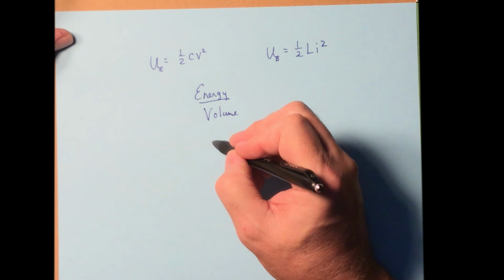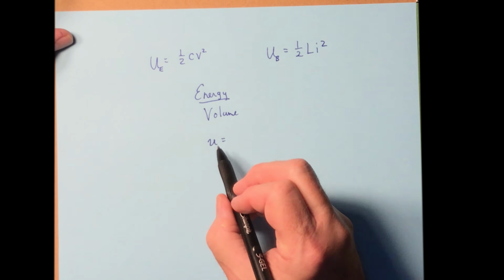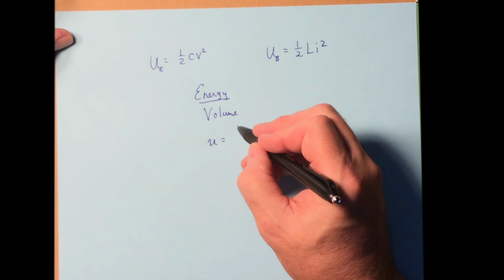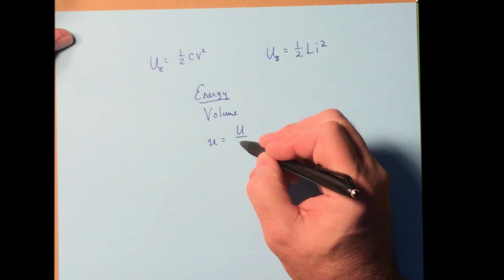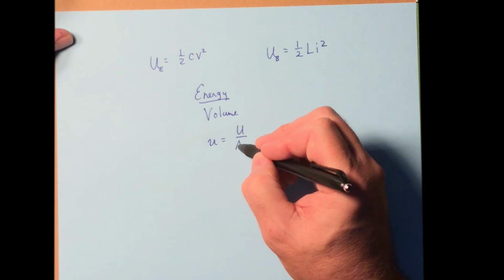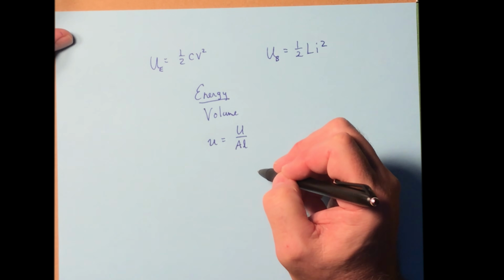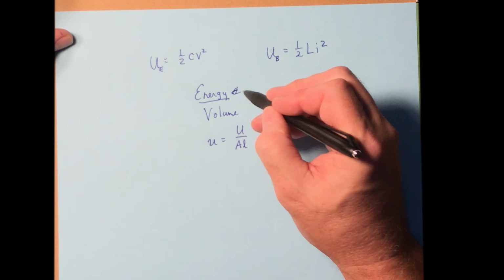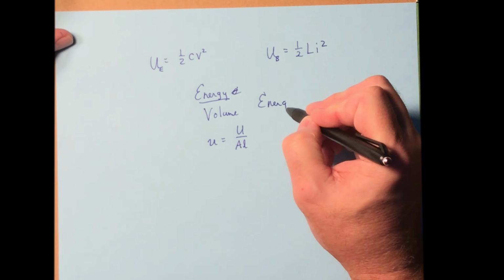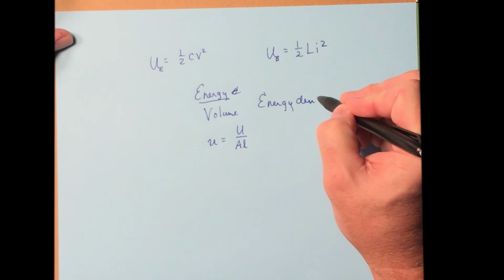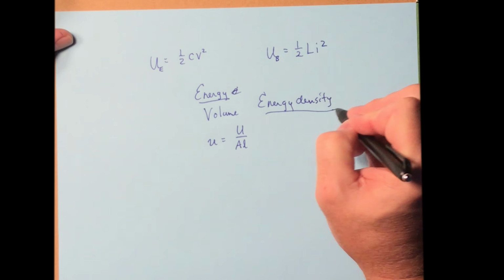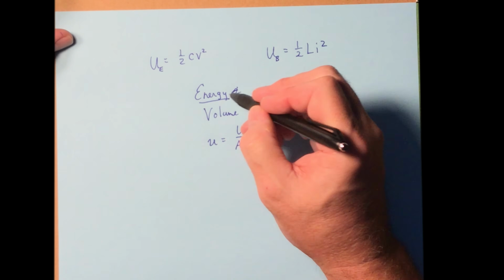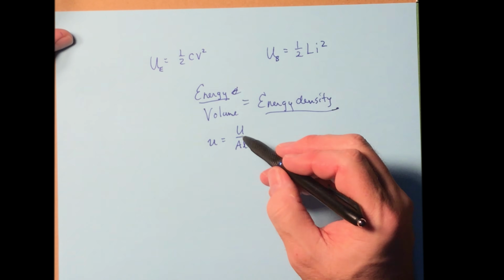The energy per volume, little u, is equal to big U over the volume, and the volume is the area times the length. This is called the energy density. So the energy density is energy per volume, and it's given by this.